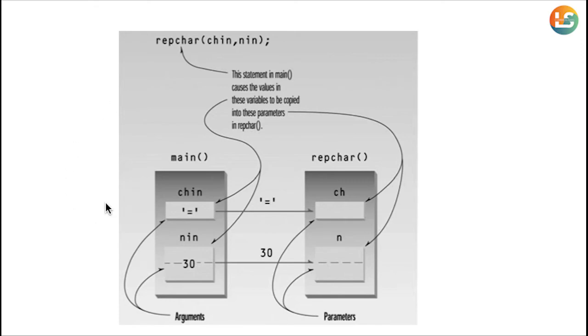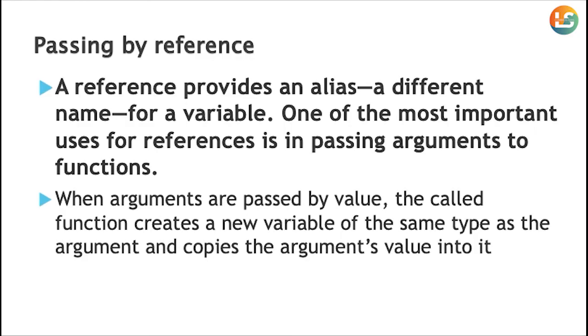A second method of sending the data to the function is passing by reference. A reference provides an alias, a different name for a variable. One of the most important uses for references is in passing arguments to functions.